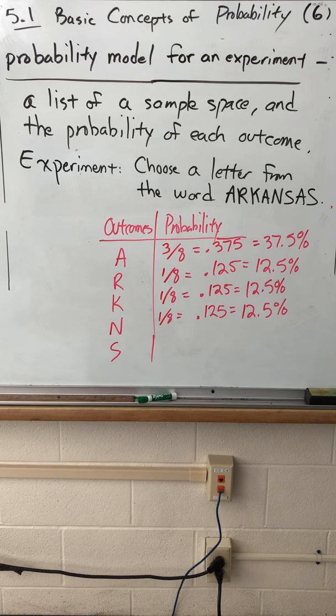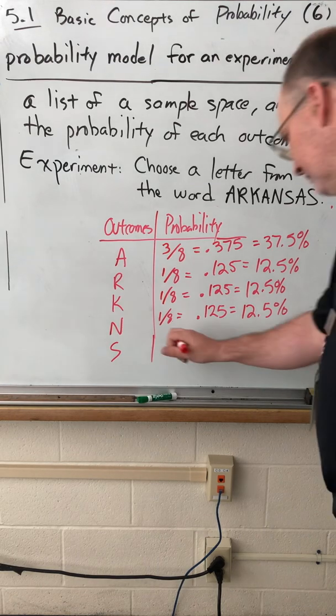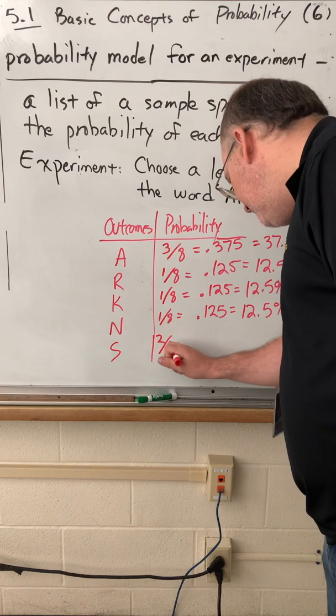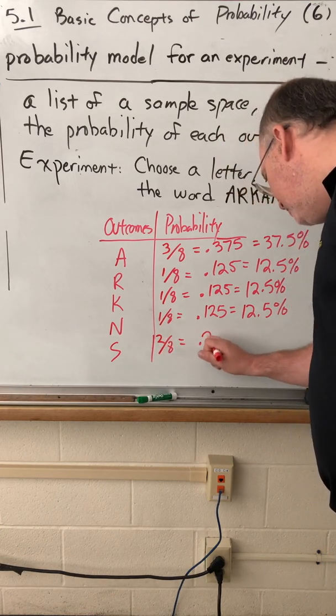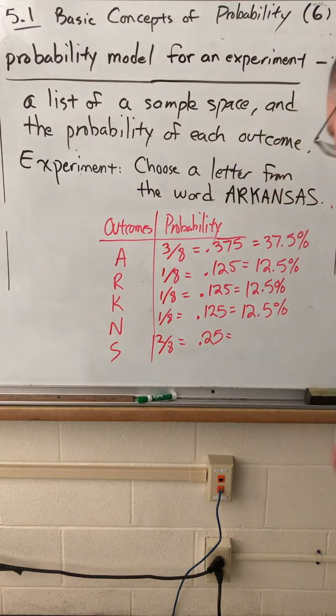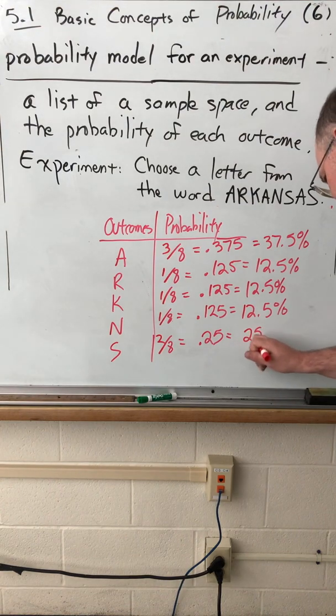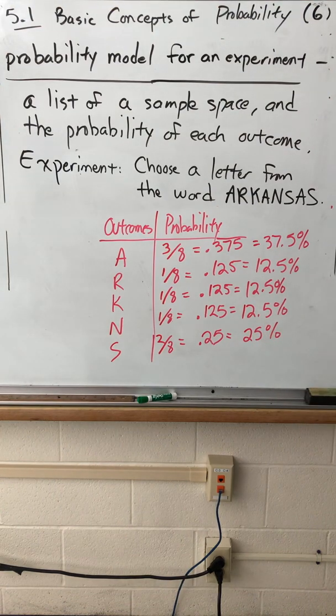As for the S, well, there's 2 of them. So 2 out of 8, which is exactly 0.25 as a decimal, and as a percent is 25%. And that's the probability model for this experiment of choosing a letter from the word Arkansas. Question: without actually doing the math, what do you think these percents add up to? Think about it.